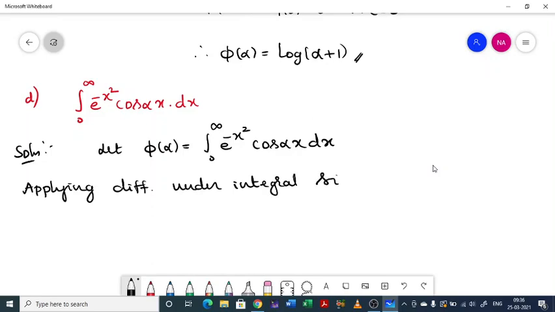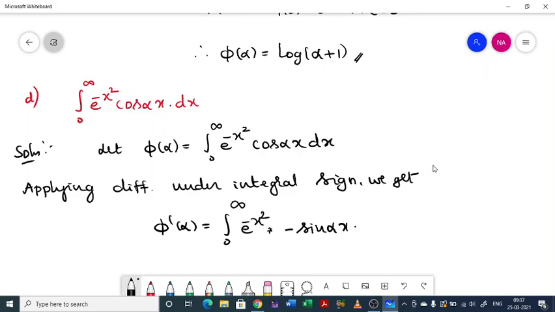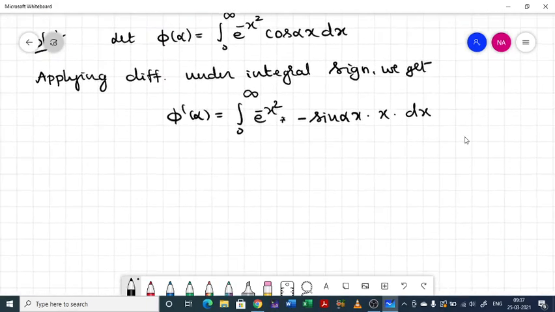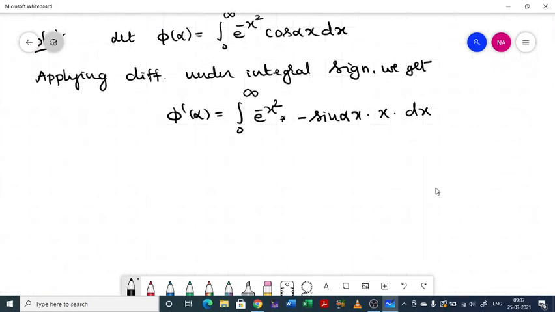We get phi dash of alpha equal to integral 0 to infinity e power minus x square into derivative of cos alpha x, we get minus sin alpha x into derivative of alpha x. We are differentiating with respect to alpha, so it will be x dx. So we got a product of three functions under the integral sign.